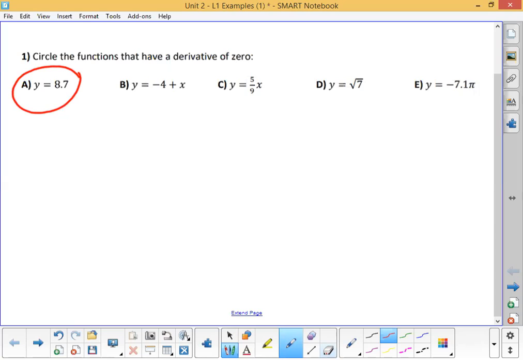Chantal? D, definitely, root 7. And the last one is a little bit tricky because some people think pi is a variable, but pi is not a variable. Look at that big long number posted in every math classroom, in the math high school classroom in the world. Pi is actually a number. So the number pi multiplied by negative 7.1 will give you a constant number, and the derivative of all constant numbers is equal to 0.